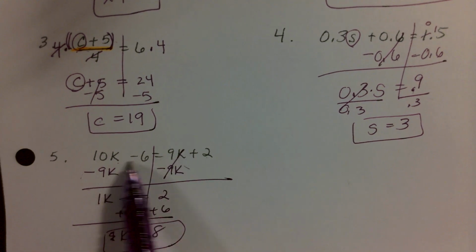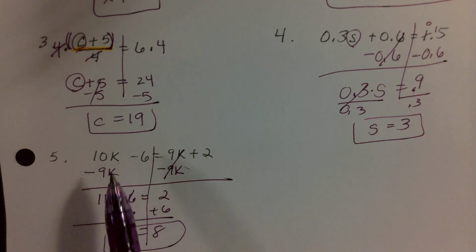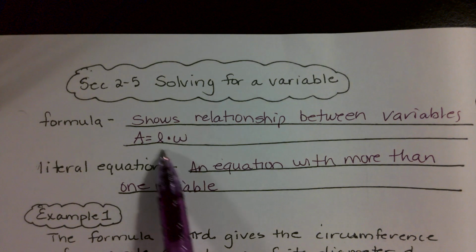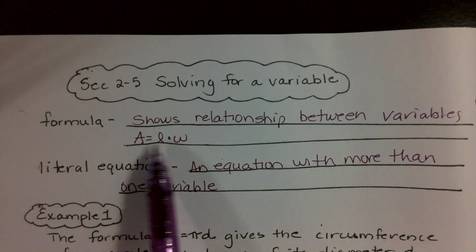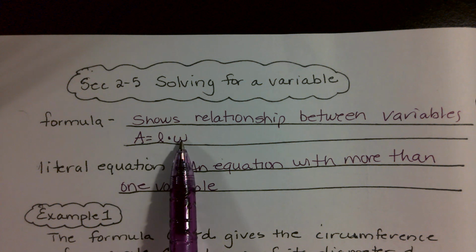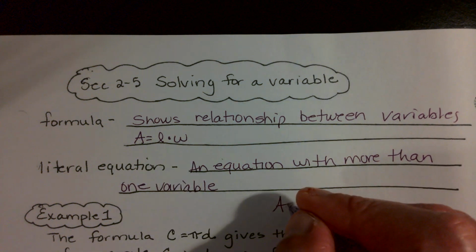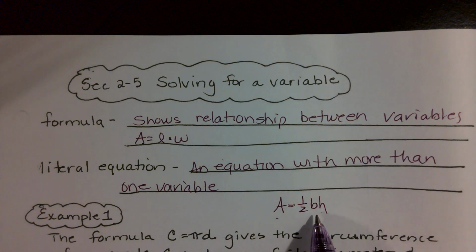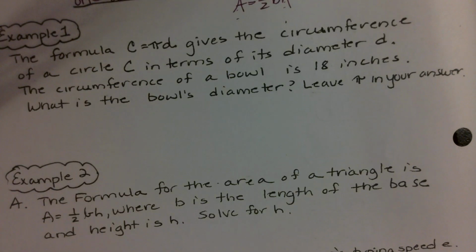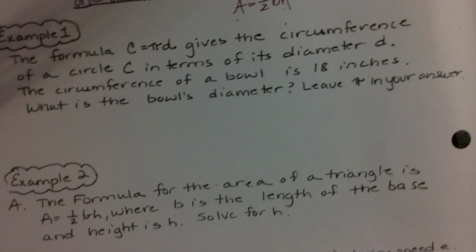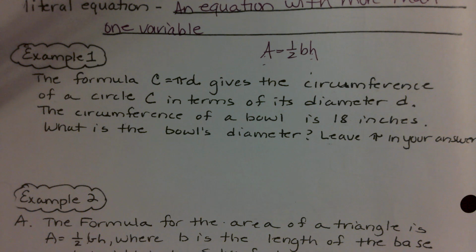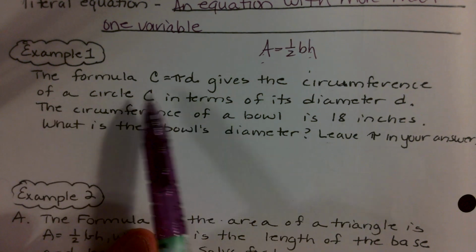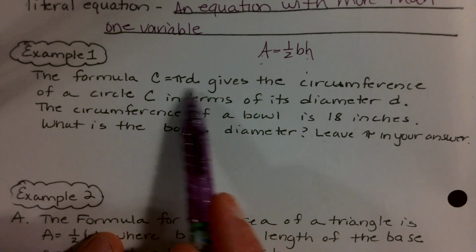Even though there's two variables, they're the same one. Okay, so it'd be different. It'd be different variables. So that would be a literal equation because it has 1, 2, 3 variables. The formula for the area of a triangle, that's literal. It has 3. So solving for all these is the same as any other thing, but it gets a little bit tricky. Here's the formula for a circle.